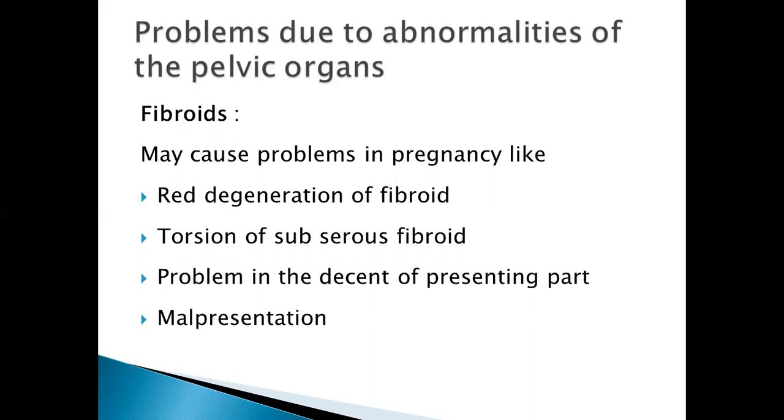A subserous pedunculated fibroid may persist as the pregnancy advances and also present as acute abdominal pain. If the fibroid is located in the lower uterine segment or in the cervix, it may cause problems in the descent of the baby, and the patient may end up with a cesarean section.